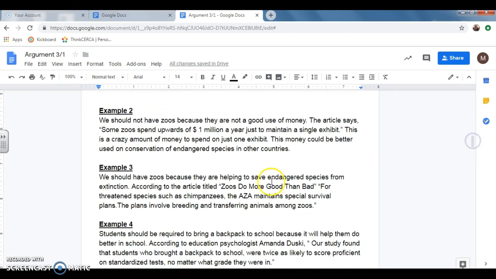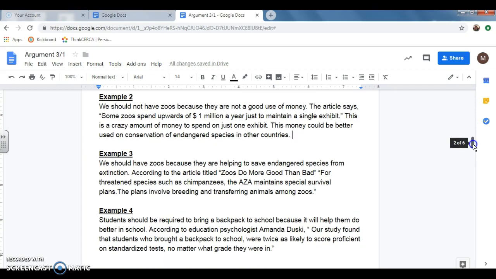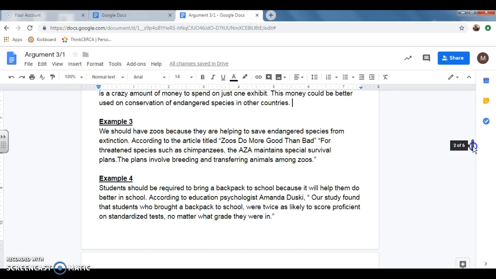Go to example 3. You'll do this one on your own. We should have zoos because they are helping to save endangered species from extinction. According to the article titled "Zoos Do More Good Than Bad," for threatened species such as chimpanzees, the AZA maintains special survival plans. The plans involve breeding and transferring animals among zoos. Now do it on your own. Explain, use your reasoning. This proves, this shows. Explain how that evidence is helping you prove that reason that we should have zoos. Do 3 and 4 on your own. It's not going to come to you right away, but just pretend that those are your paragraphs.